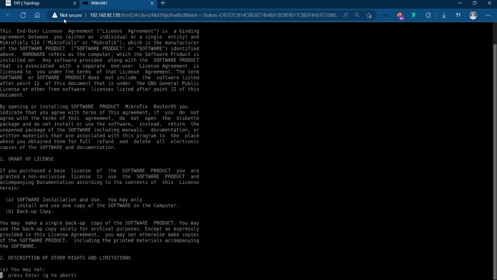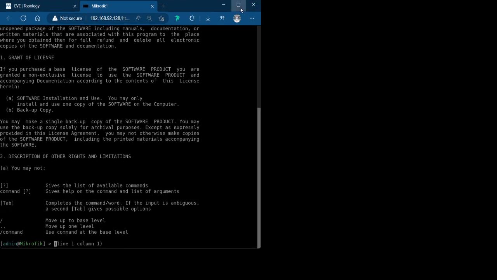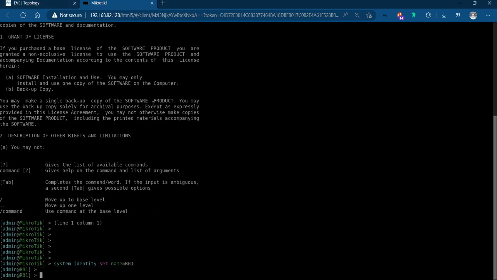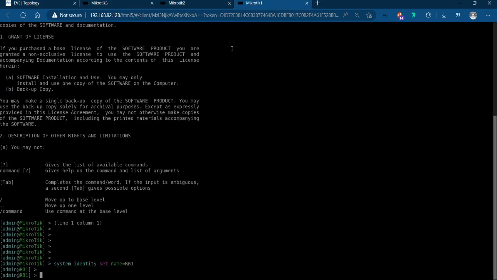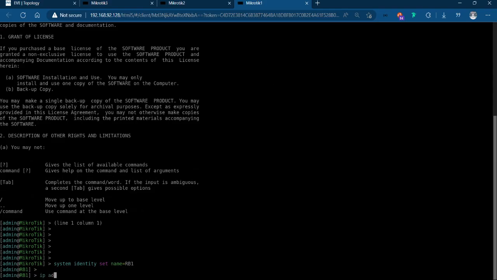First, with system identity, set the name to router number one. We're going to open all of these routers first. What you need to prepare is a gateway and an IP for the VPC. We have to prepare the IP addresses first: IP, address, add addresses.